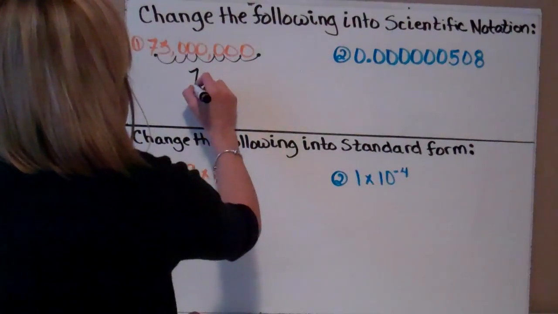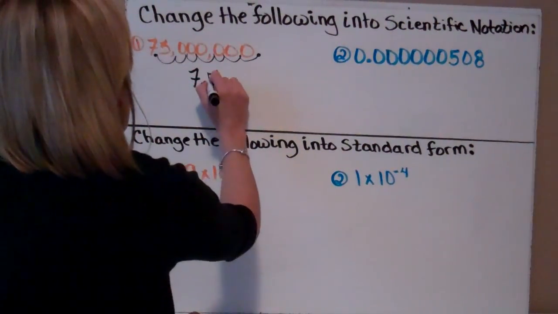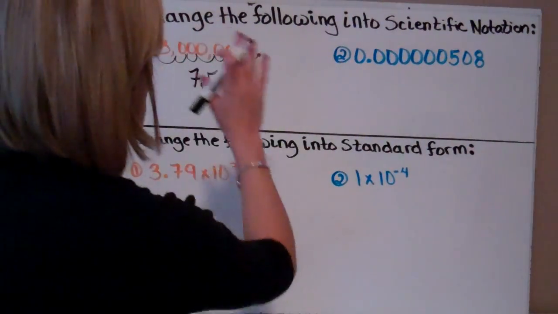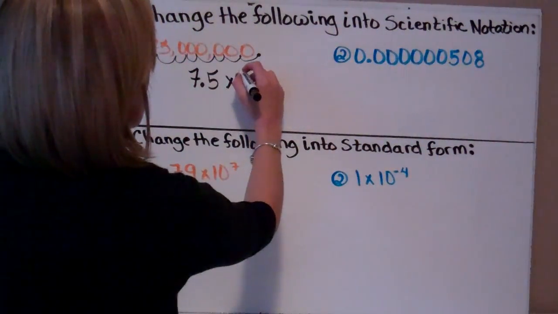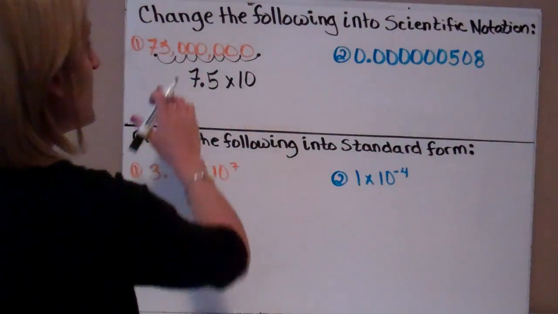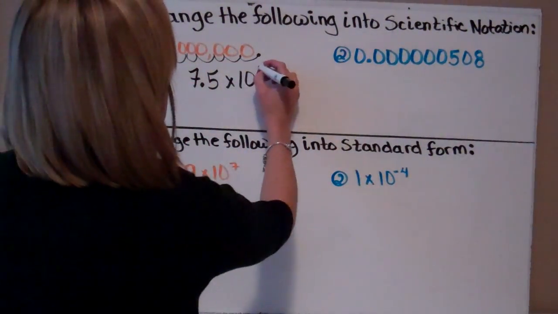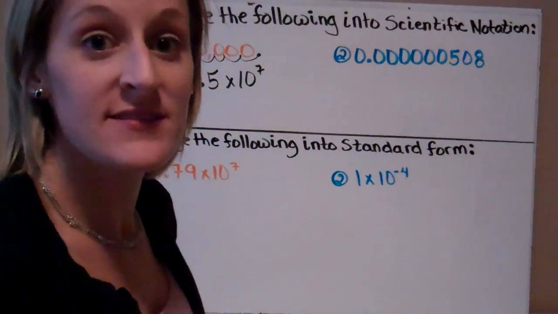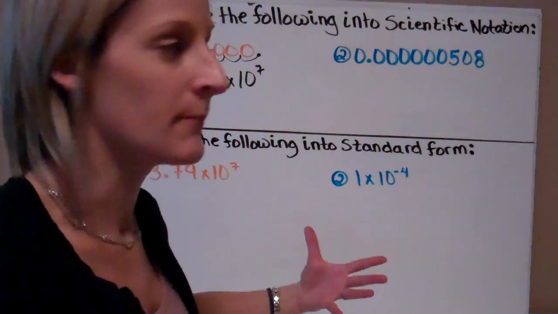So I'm going to do 7.5. And since there's only zeros after that 5, I'm going to drop them off. Then I do times 10, and I moved it 7 places, so I do times 10 to the 7th power. Remember, it's positive because it's a very large number.